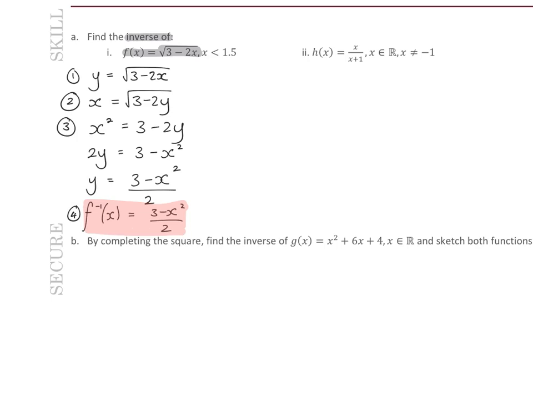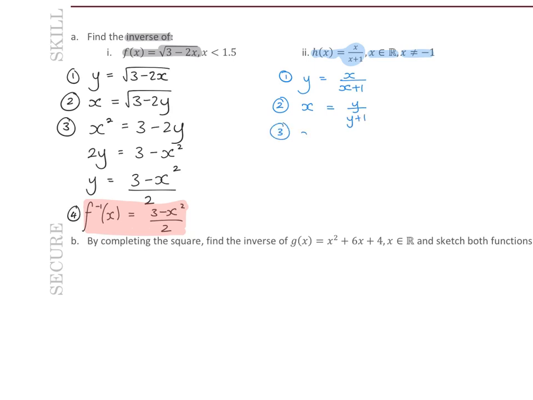Number 2 is h of x equals, and it's a bit trickier because the subject appears twice, and this just tells us about the limitations on the domain. So number 1, we still do the same. Number 2, we swap everywhere.